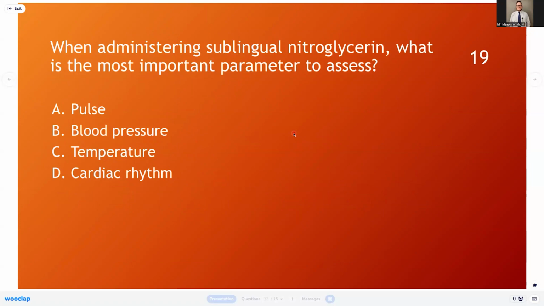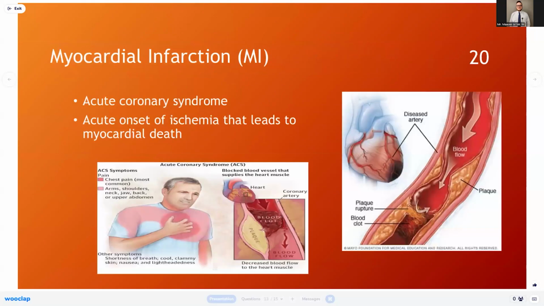If I'm administering sublingual nitroglycerin, which is given under the tongue and dissolves, what's the most important parameter to assess? I mentioned this, but when you hear nitro, you have to think, I have to know some specific vital sign with this patient. So if you thought blood pressure, you're 100% right. I have to know blood pressure before I administer nitro.